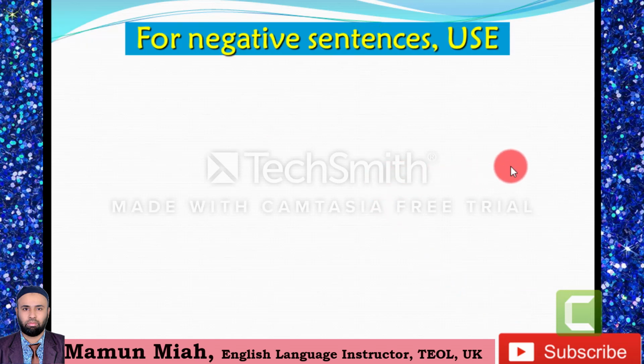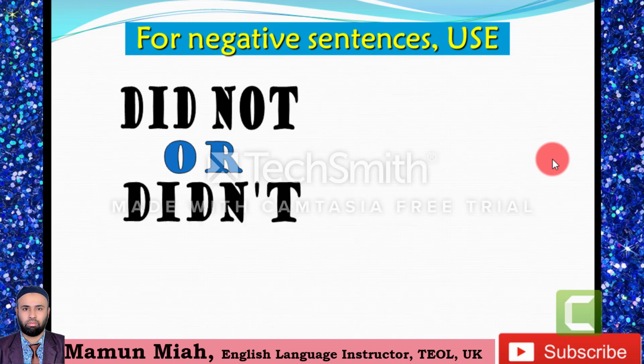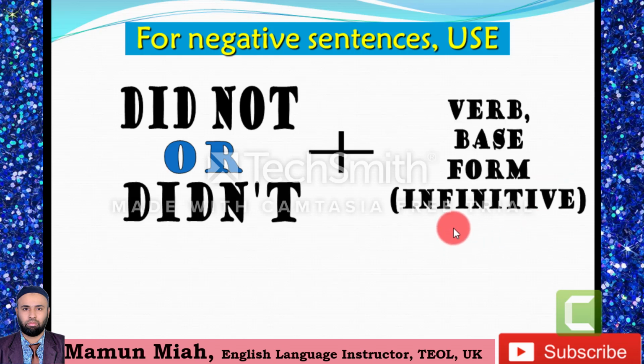Now, my dear students, for negative sentences, how will you use the verb in a negative sentence? Okay, in a negative sentence, we will use the verb with did not, or didn't. After using did not and didn't, we have to use the verb in base form, infinitive form.